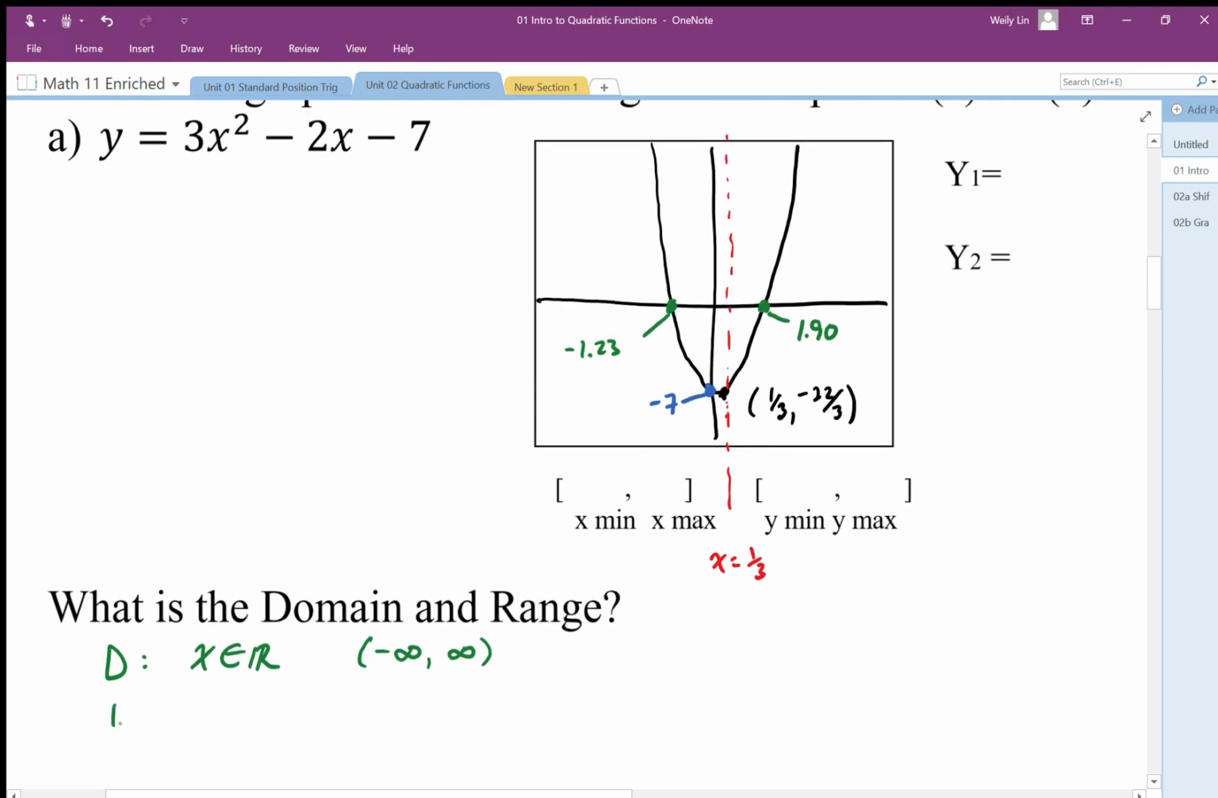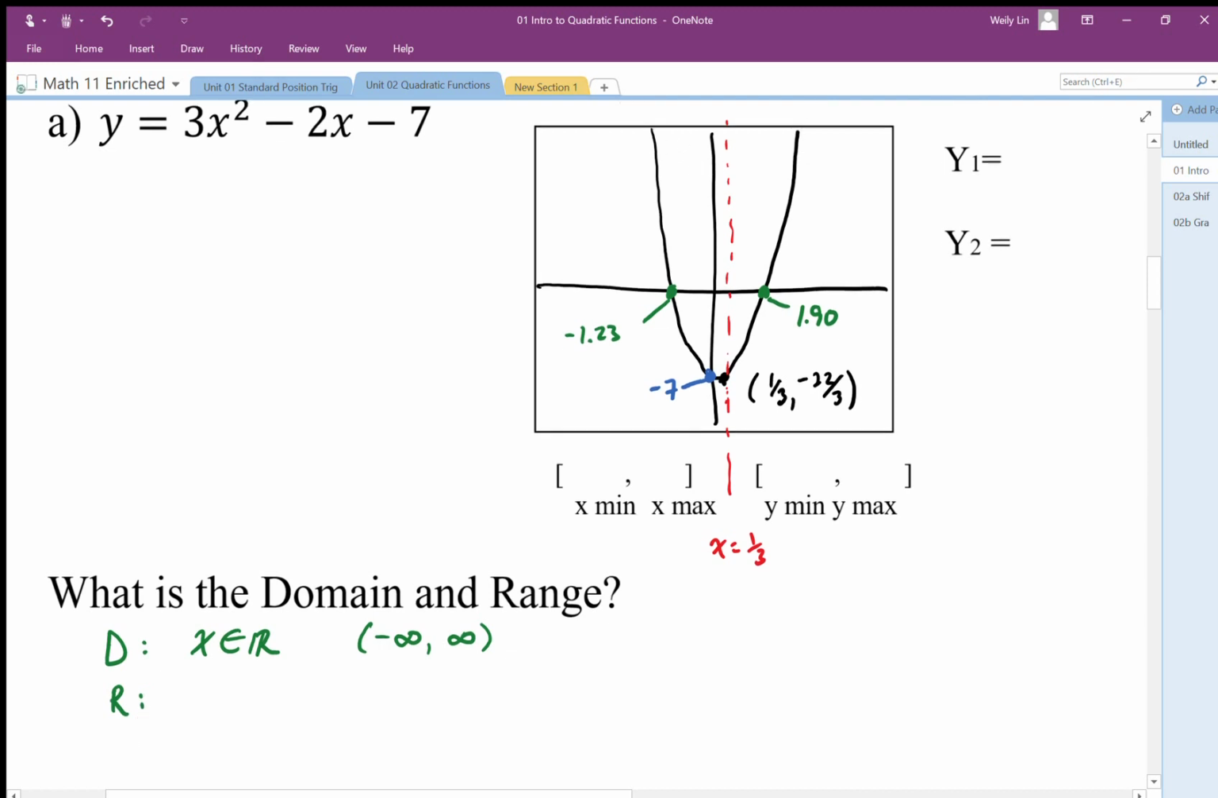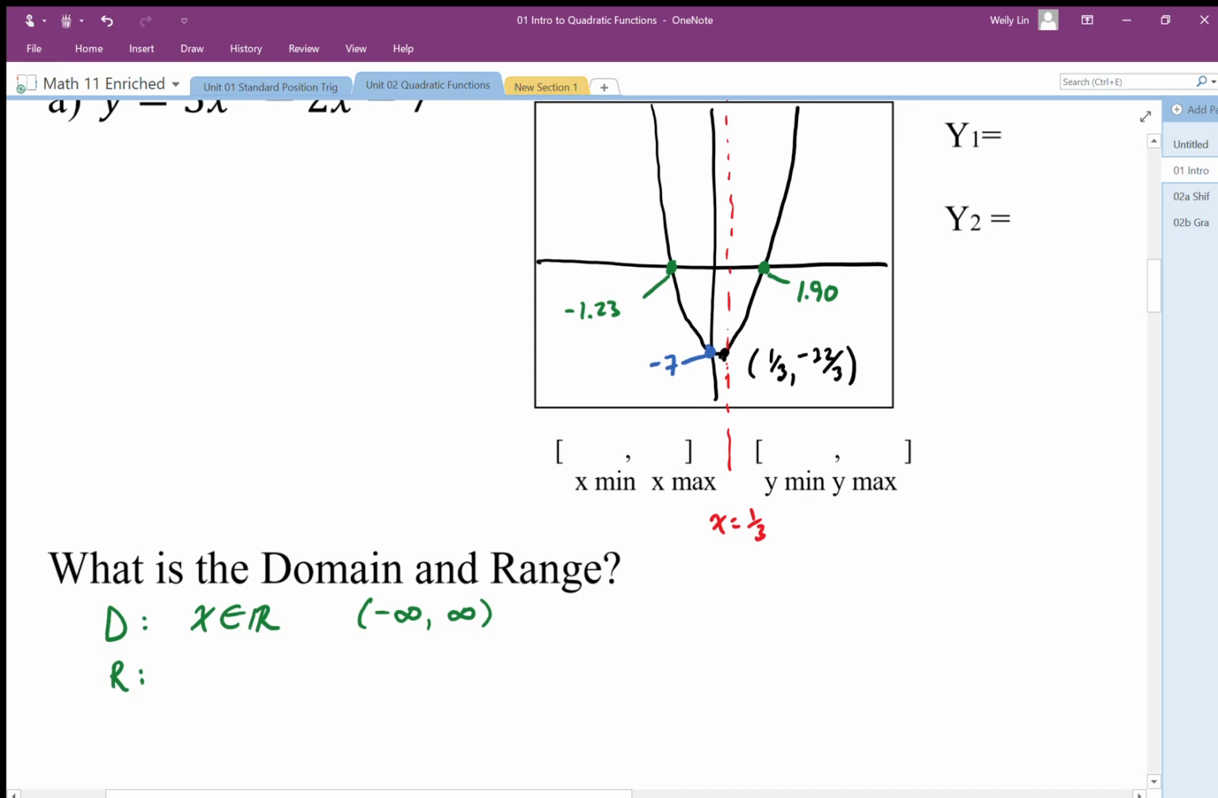The range of this function, well, it just keeps on going up forever, so the top of it is infinite, but the bottom of it, or the vertex, is how we determine the range. So the range is for y is going to be greater than or equal to negative 22/3, and y is an element of all real numbers. Okay, we generally don't need to write that in.